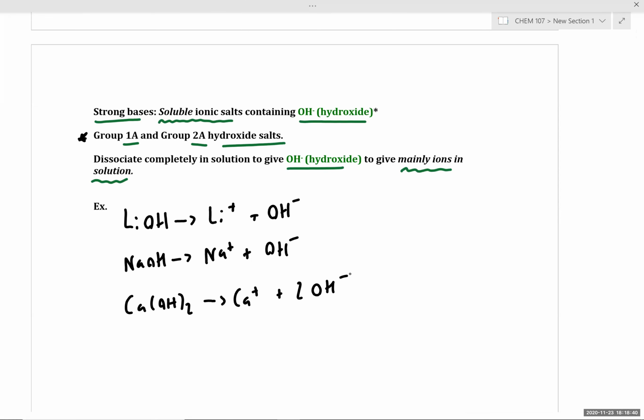So these are some examples of strong bases. These are soluble hydroxide salts. Another example was potassium hydroxide. That was mentioned in the chat. Wonderful. That's another reasonable proposal.